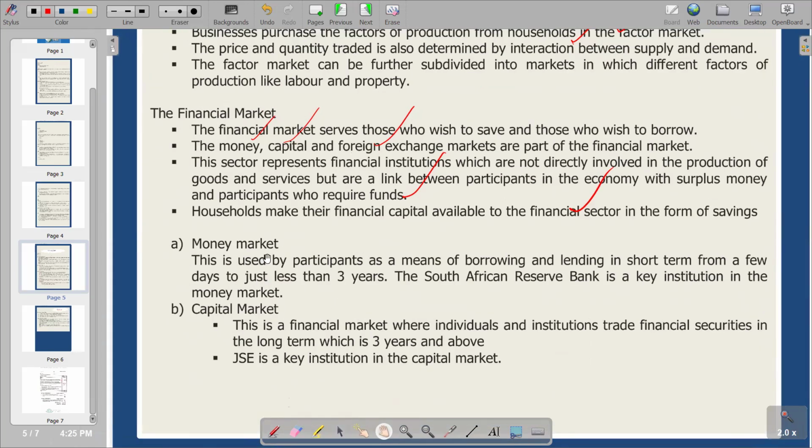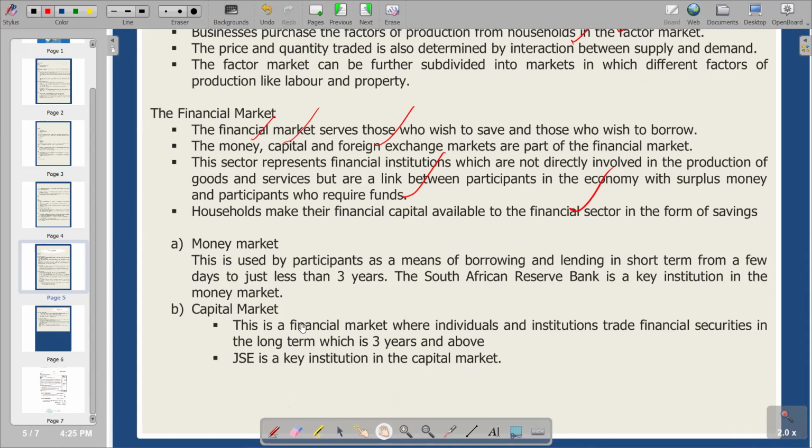Whereby the money market, we are saying it's under the South African Reserve Bank, which is the central bank. This is used by the participants as a means of borrowing and lending in the short term, from a few days to just less than 3 years. So basically, that's what we have in terms of the period. The South African Reserve Bank is a key institution in the money market.